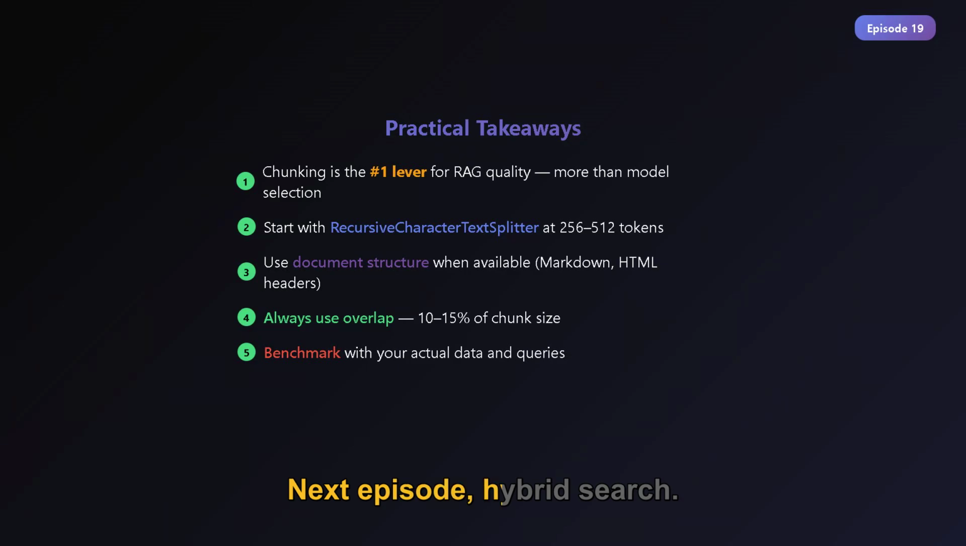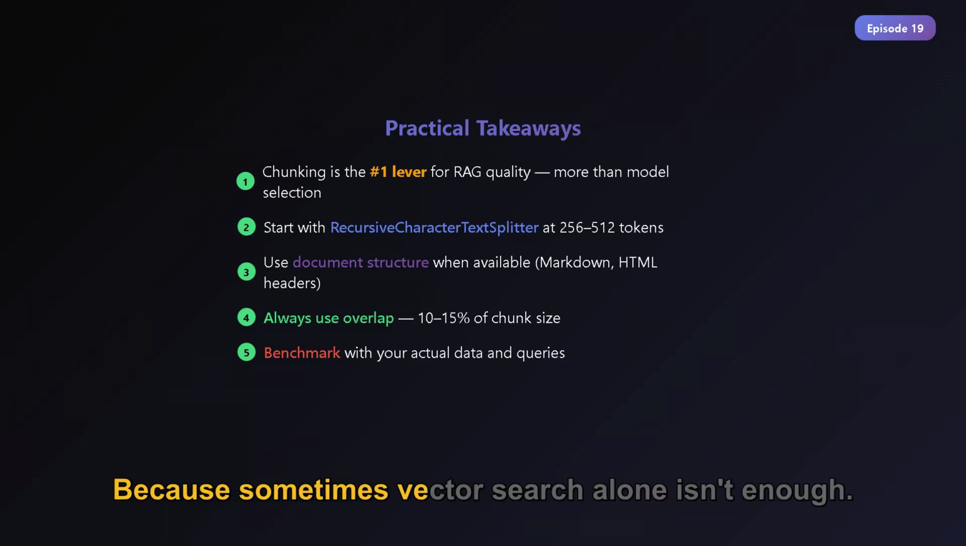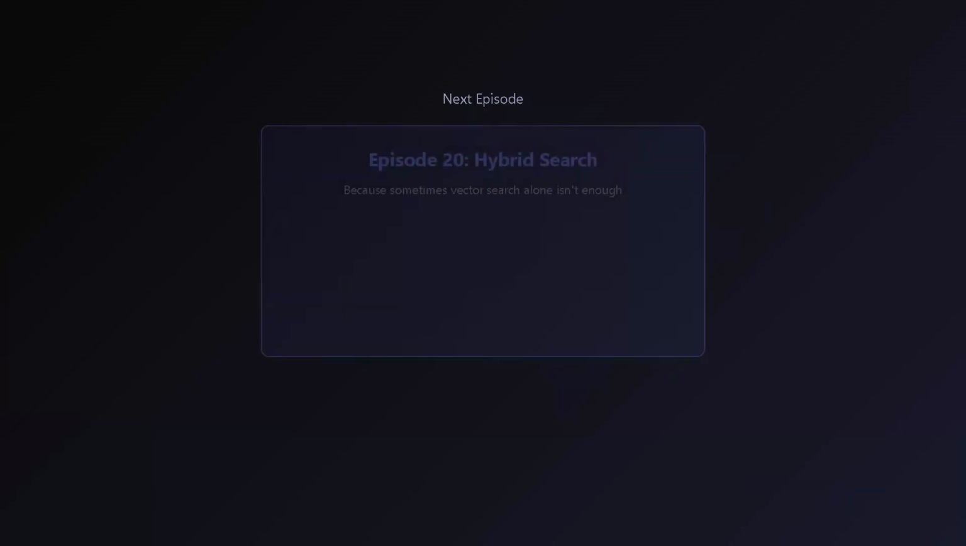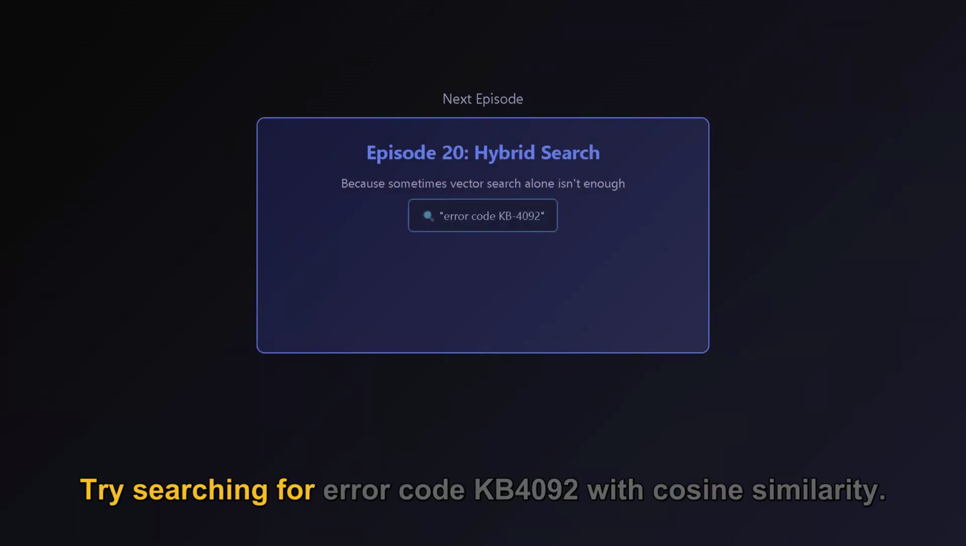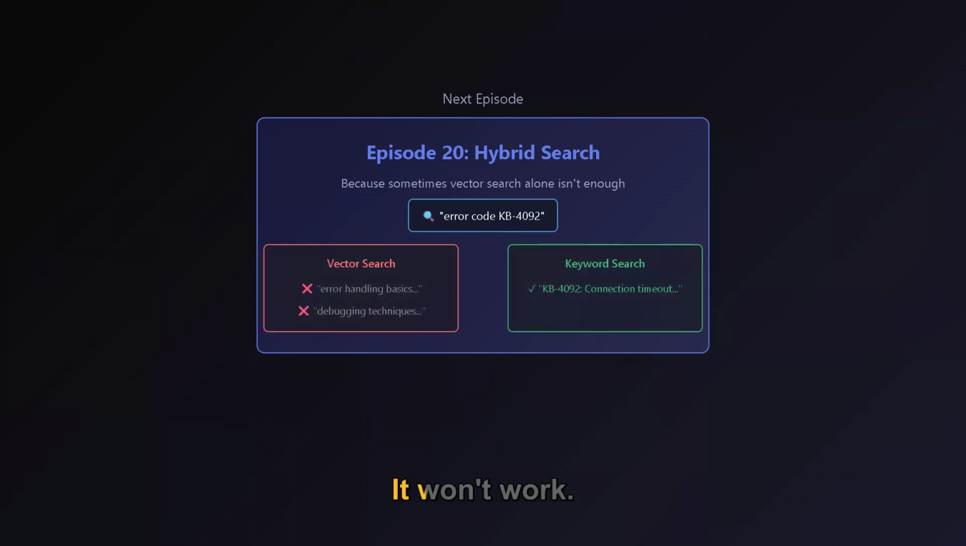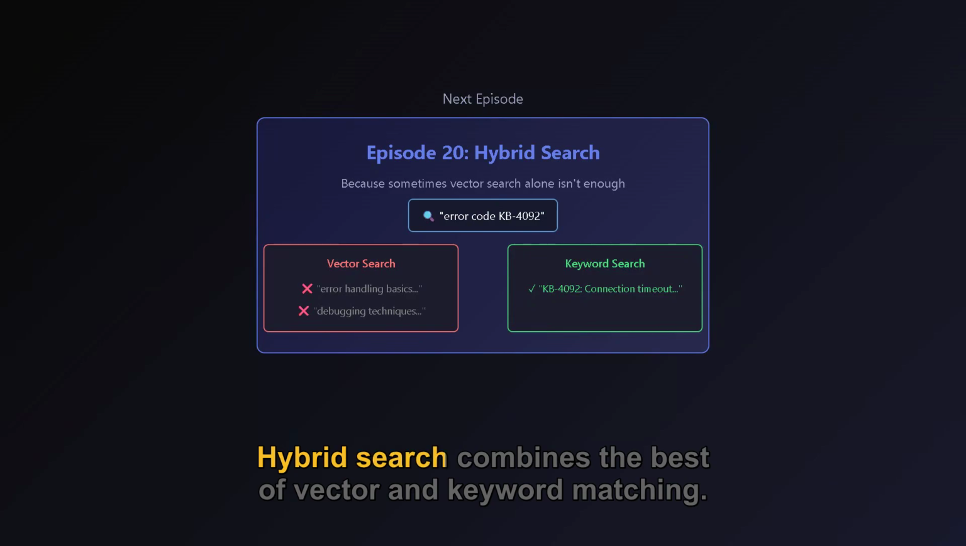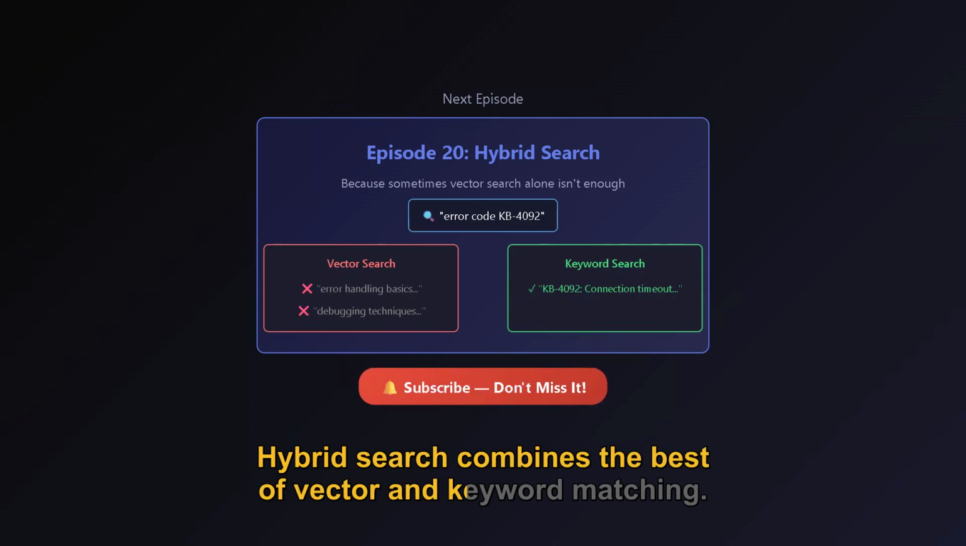Next episode, hybrid search, because sometimes vector search alone isn't enough. Try searching for error code KB4092 with cosine similarity. It won't work. Hybrid search combines the best of vector and keyword matching.